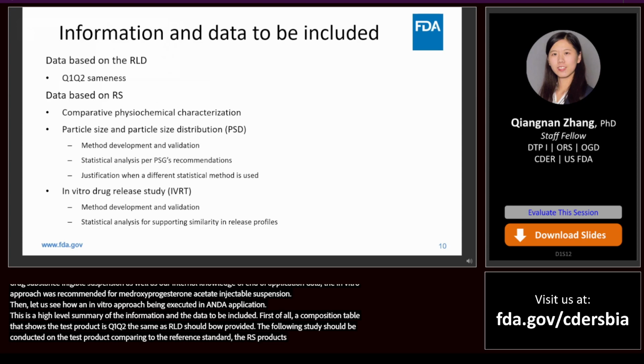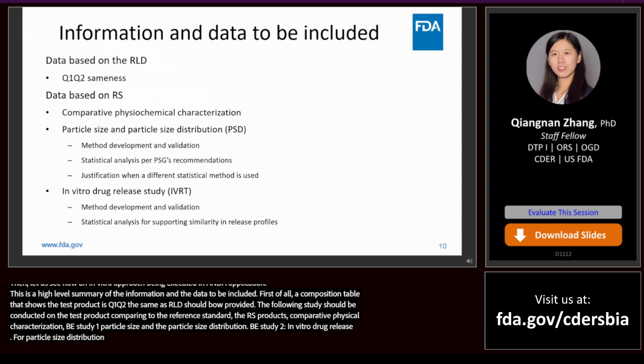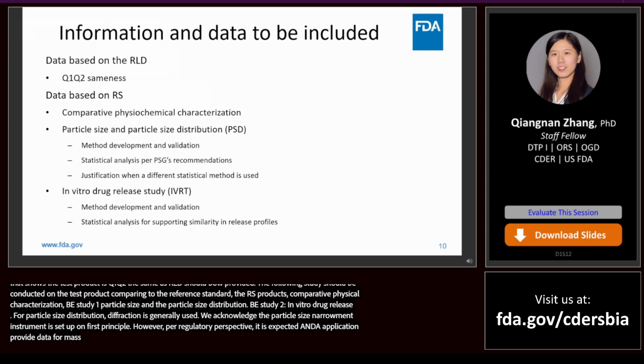Comparative physicochemical characterization. BE Study 1, particle size and particle size distribution. BE Study 2, in vitro drug release. For particle size distribution, laser diffraction is generally used. We acknowledge the particle size measurement instrument setup is based on first principle. However, per regulatory perspective, it is expected the applicant provide data for method development and method validation.